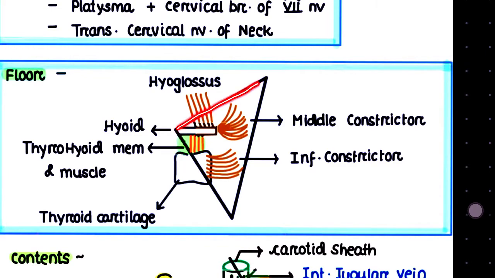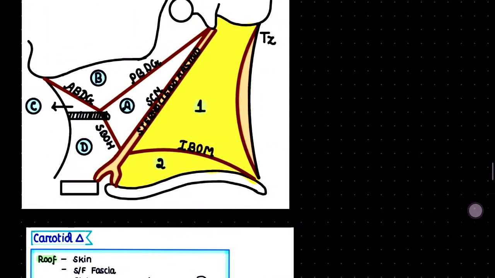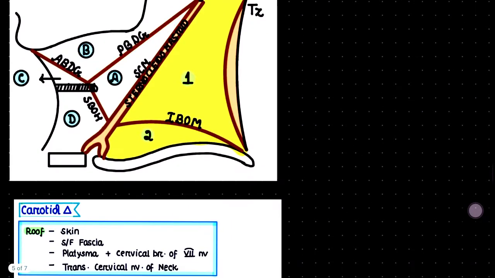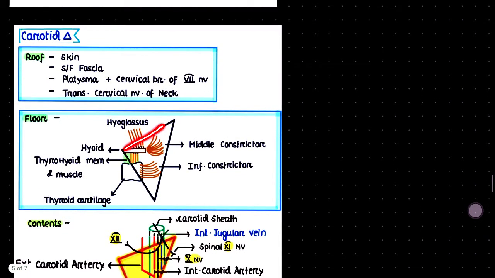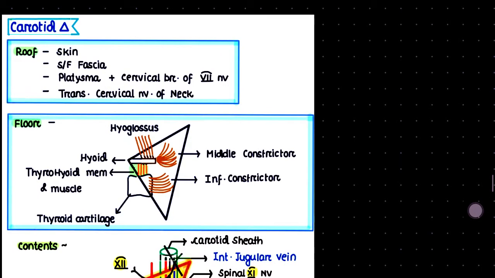If you remember, what is this? This is our posterior belly of digastric muscle. Here you can see the posterior belly of digastric muscle. Okay, this is our posterior belly of digastric muscle. Similarly, what is this? What was below?